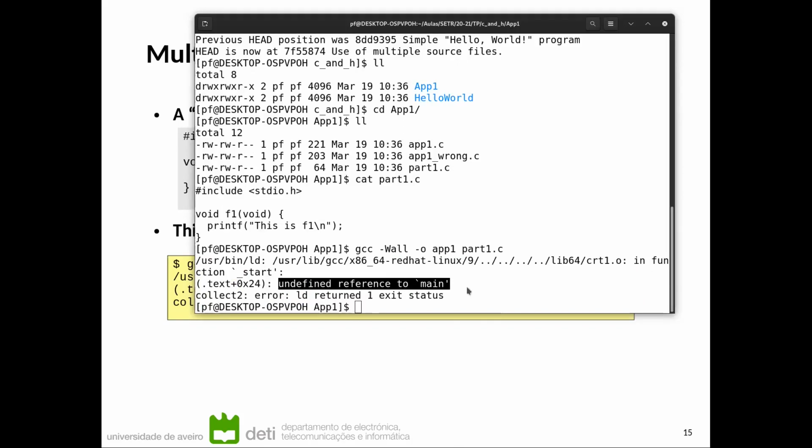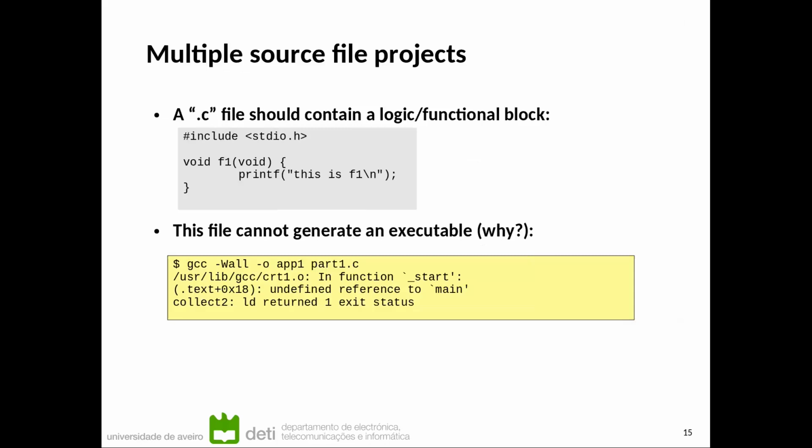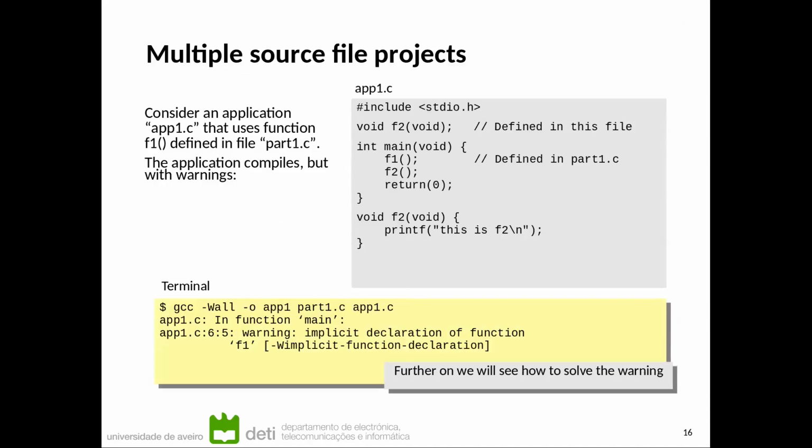So this is not a program. This is part of a program. This could be a module. So what I want is to have an application that uses the function, in this case, F1. So this application uses two functions, F1 and F2. F2 is defined in the file app1.c, and F1 is defined in another file.